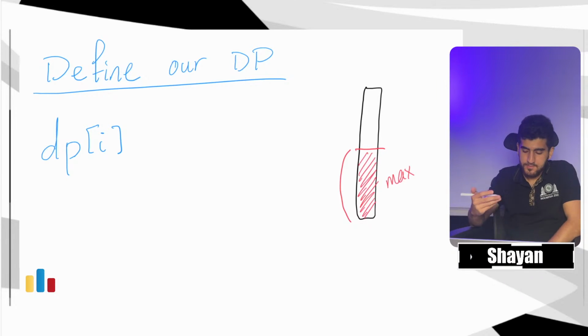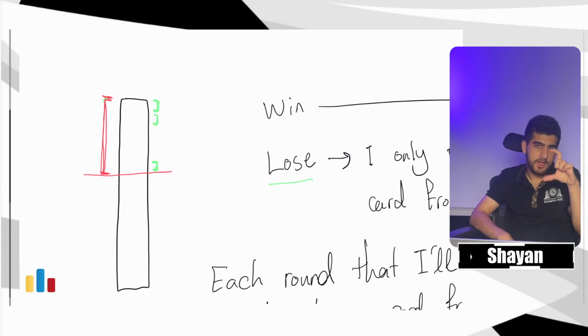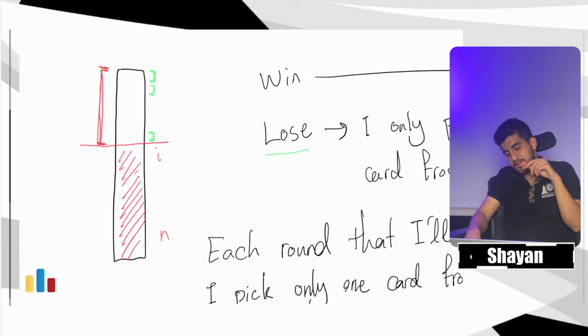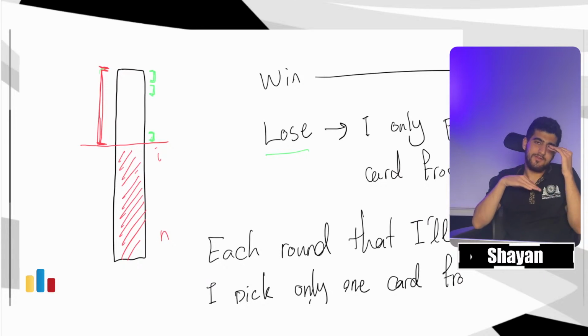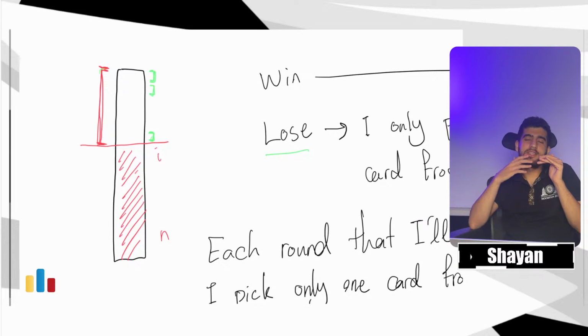Why is this going to be helpful? Because you see that as we go forward, each time we're removing some cards from the top. So what remains in the game is something from some i to n. If for every i, I know the answer when we start from i and go to the last card in our deck, this is going to be very helpful for me to find the final answer.